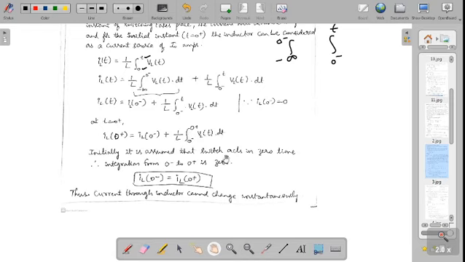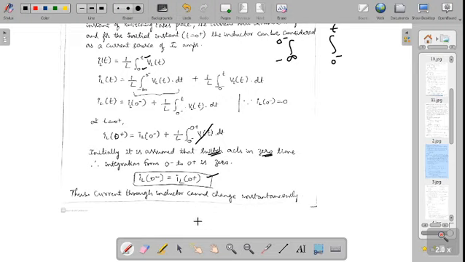Initially it is assumed that the switch acts in 0 time. So the time taken for closing of the switch is 0 time. If it is 0 time, this value will be 0. When this becomes 0, obviously IL of 0 minus equals IL of 0 plus. Thus the current through the inductor cannot change instantaneously. What this result tells you is that the inductor opposes the sudden change in current.